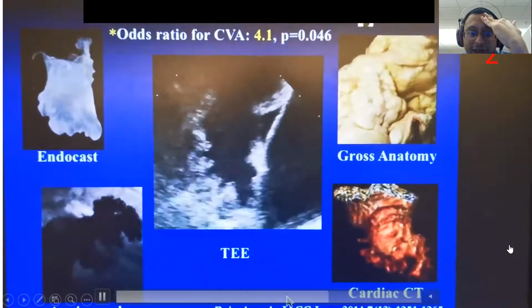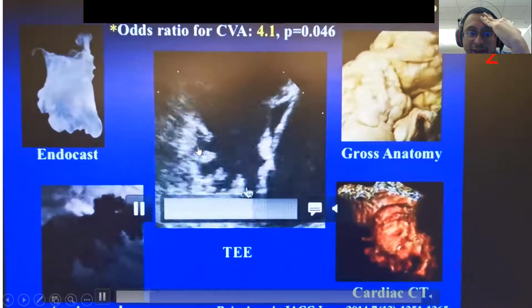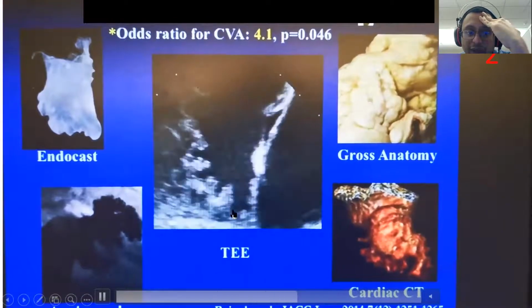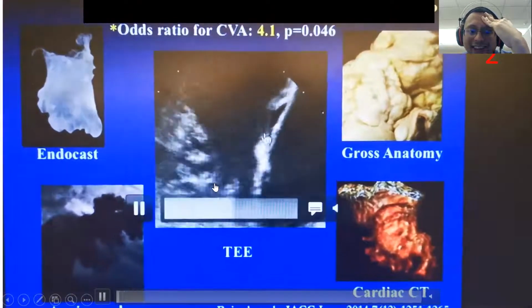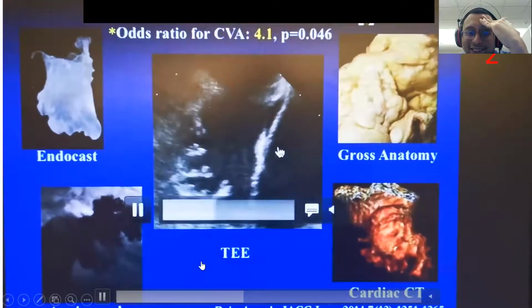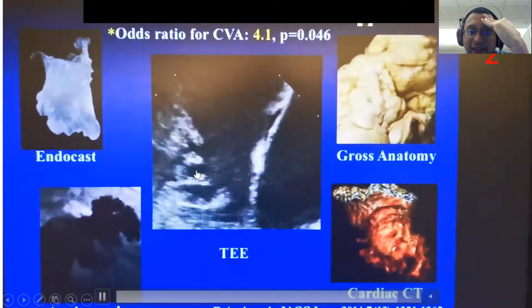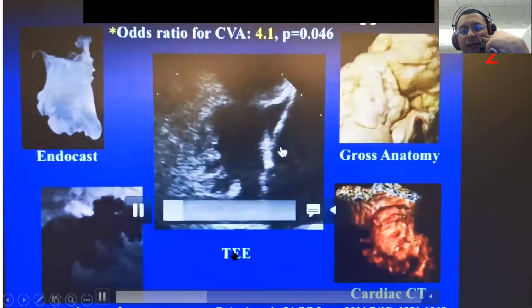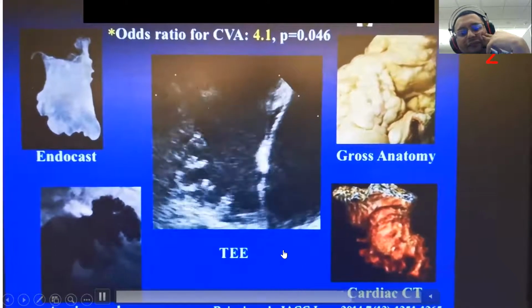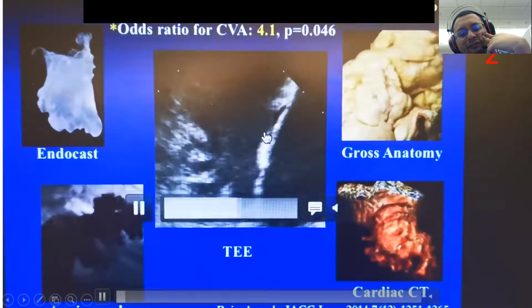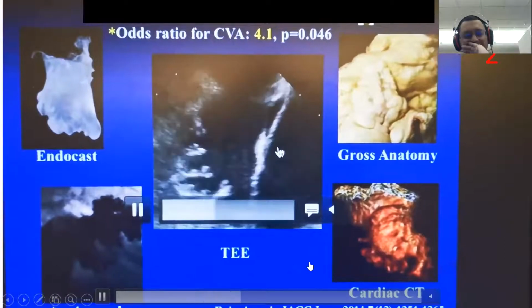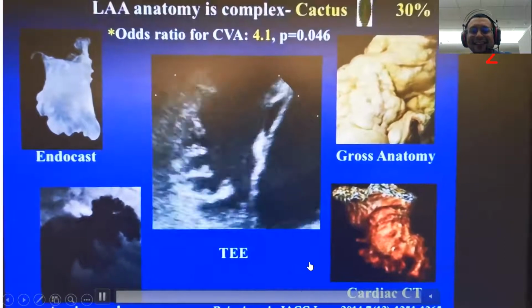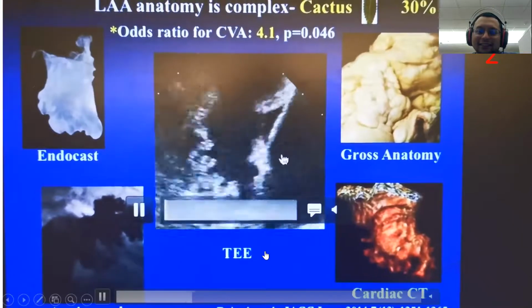So this is another left atrial appendage. Okay, let's ask Saravanan. What is this thing? 1, 2, 3, 4. That is pectinate muscle. Yeah. So that's the pectinate muscle there. So this is another type of left atrial appendage. What do you think? Cactus. This is a chicken wing. So this is cactus. Okay.